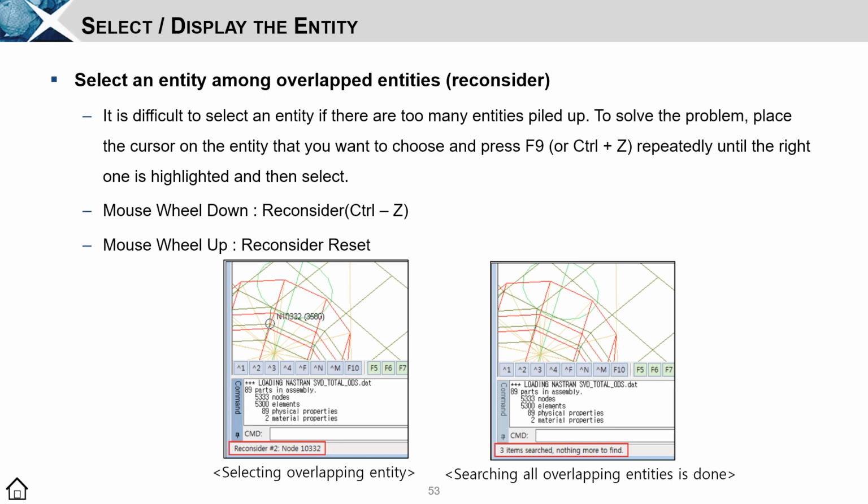Control key plus alphabet Z or F9 is the command key to find overlapping elements. If you want to find the overlapped entities, put your mouse cursor on the area and press the Control key plus alphabet Z or F9. Overlapped entities are highlighted one by one, and you can select using the left mouse button when the desired ones are highlighted. It is also possible to select overlapped entities with the mouse wheel down and up.